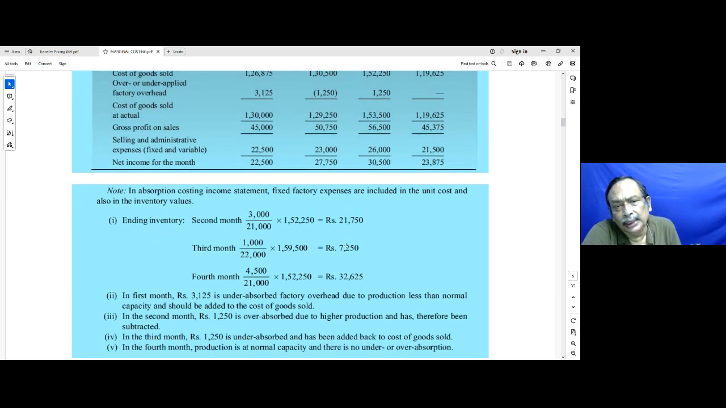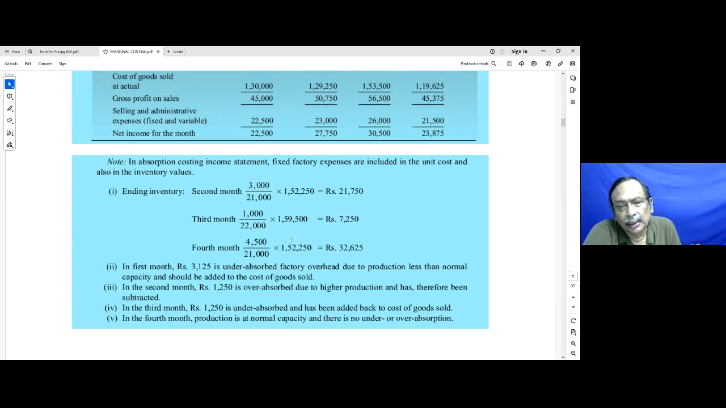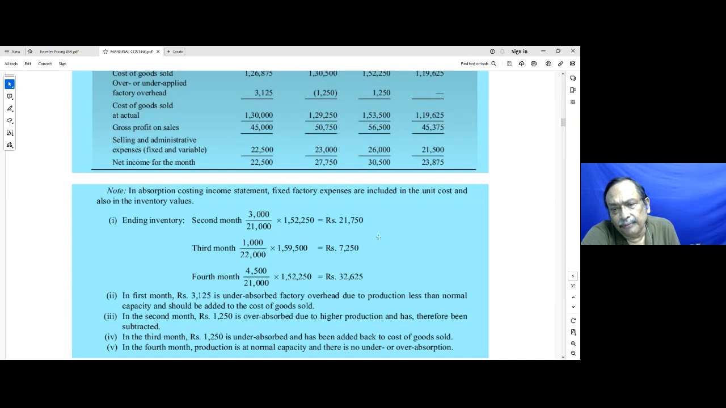In the absorption costing income statement, fixed factory expenses are included in the unit cost and also in the inventory values. Ending inventory we will calculate afterwards. In the first month, ₹3,125 is under absorbed factory overhead due to production less than normal capacity and should be added to the cost of goods sold. Just have a look.